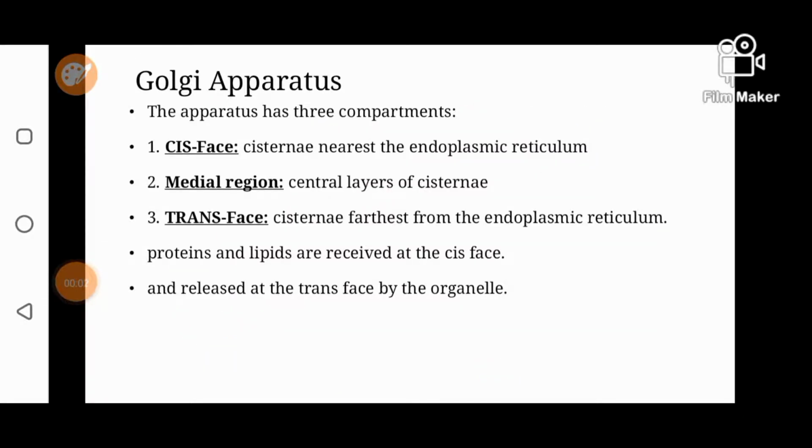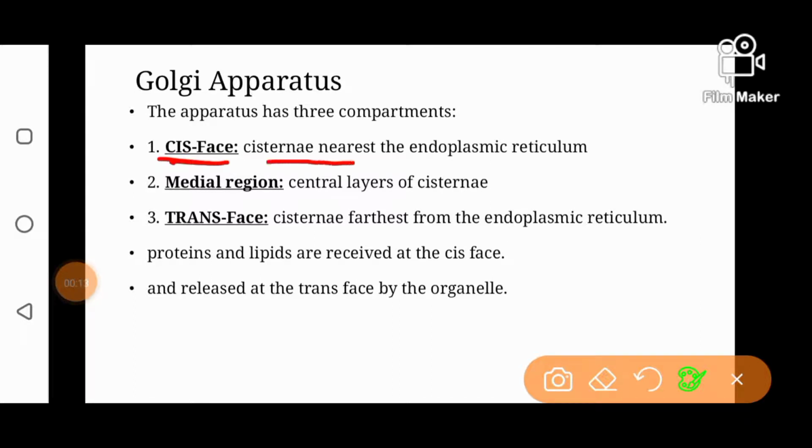Golgi apparatus has 3 compartments: the Cis Face, Medial region and Trans face. Cis Face is also known as proximal face or forming face, and the cisternae in this region are nearest the endoplasmic reticulum, or towards the nucleus. The medial region is composed of central layers of cisternae, while the trans face, which is also known as distal face or maturing face, is composed of cisternae farthest from endoplasmic reticulum.